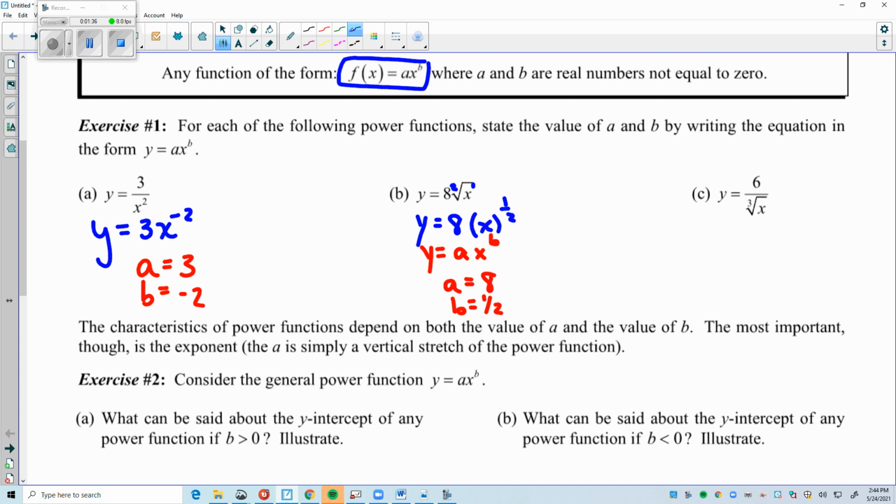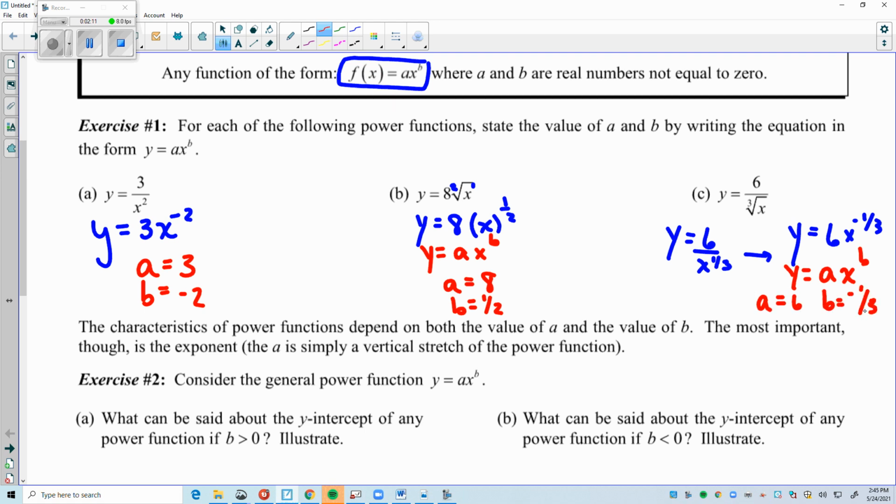Here we got one more, kind of a combination of both. We have to take it out of the fraction, out of the radical. I'll go 2 steps here. If I take it out of the radical first, I'm going to have x to the 1/3. Now taking that out of the fraction, I have 6 times x to the negative 1/3. Okay, so if we're looking at this concept of a times x to the b, we can now see our a value is 6, and our b value is going to be negative 1/3. So that's the idea behind our power functions, what a power function looks like, how we can transform them.